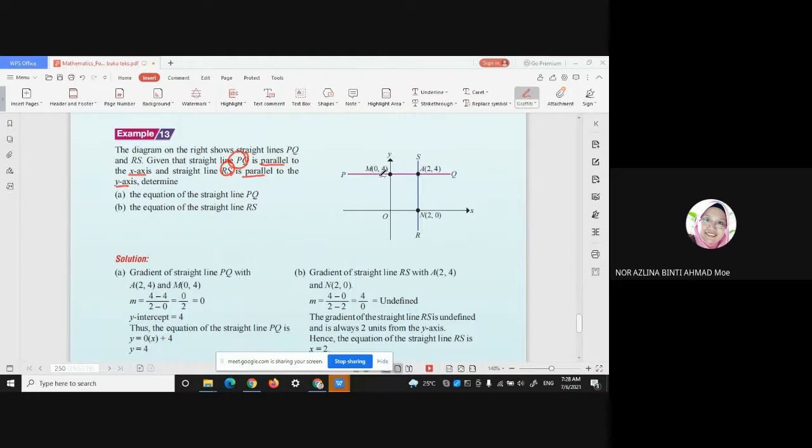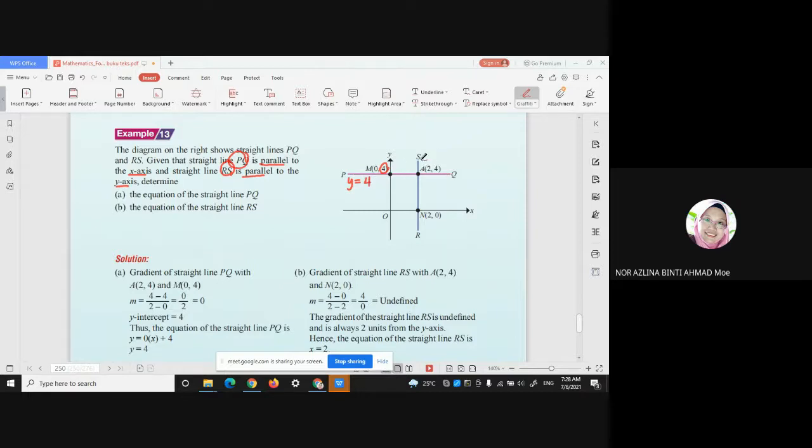Class, we already discussed in the previous example, when the line is parallel to the x-axis and intercepts the y-axis, the equation will become y equal to this value. Let's say here is 4. The y-intercept is 4, so the equation is y equal to 4. This is the equation of straight line PQ.